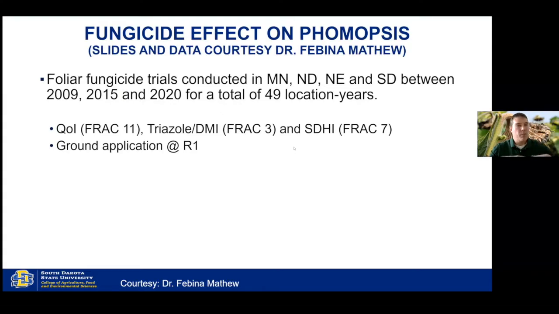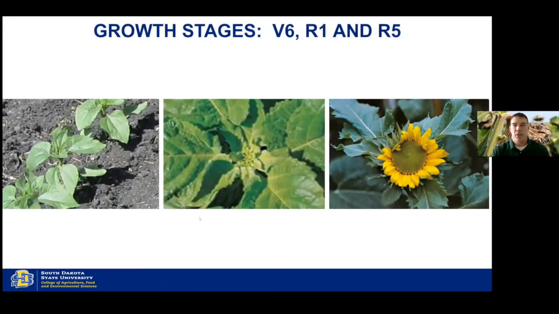So we've tried fungicide applications from the early vegetative stages all the way until probably full bloom, but this timing at R1 tends to be the most effective. Just a reminder, so this is V6. We've tried trials at this time, but at budding R1, it tends to be that we get the best control, if we're going to get control. And of course, this is R5, but we're focusing here on R1.